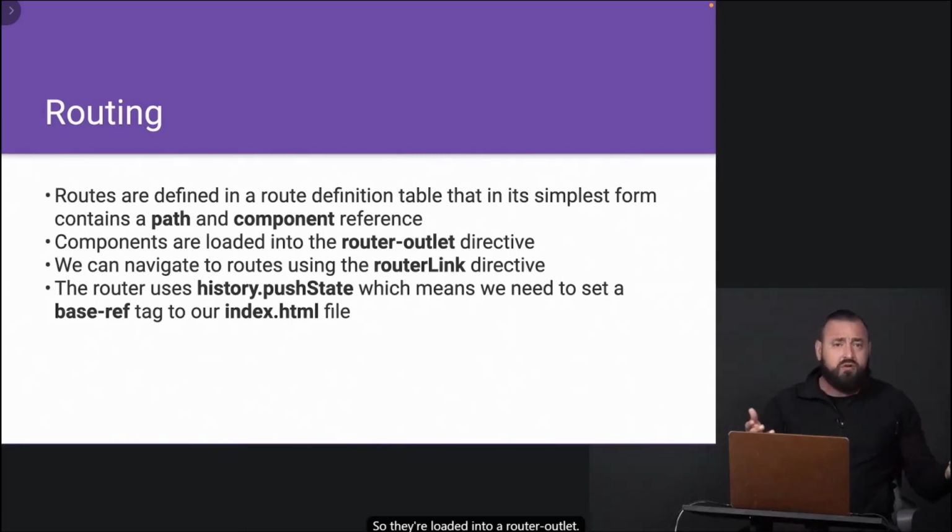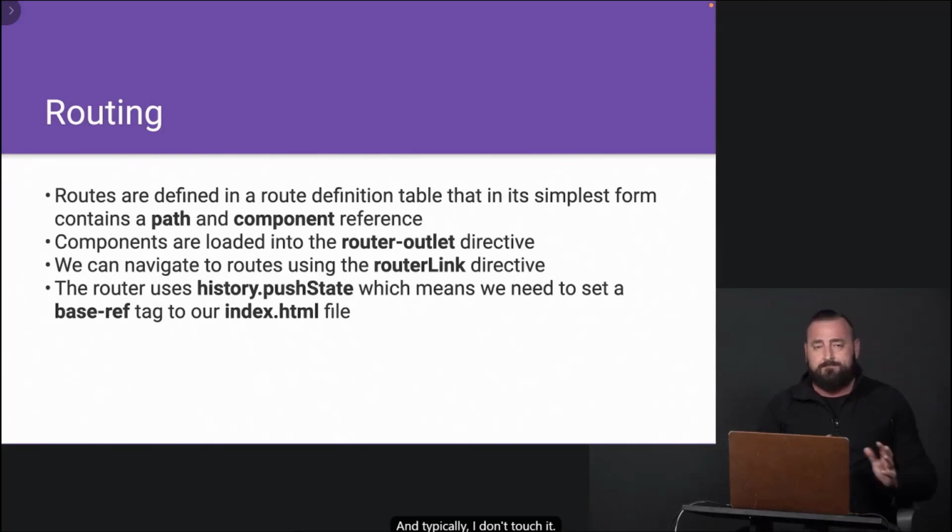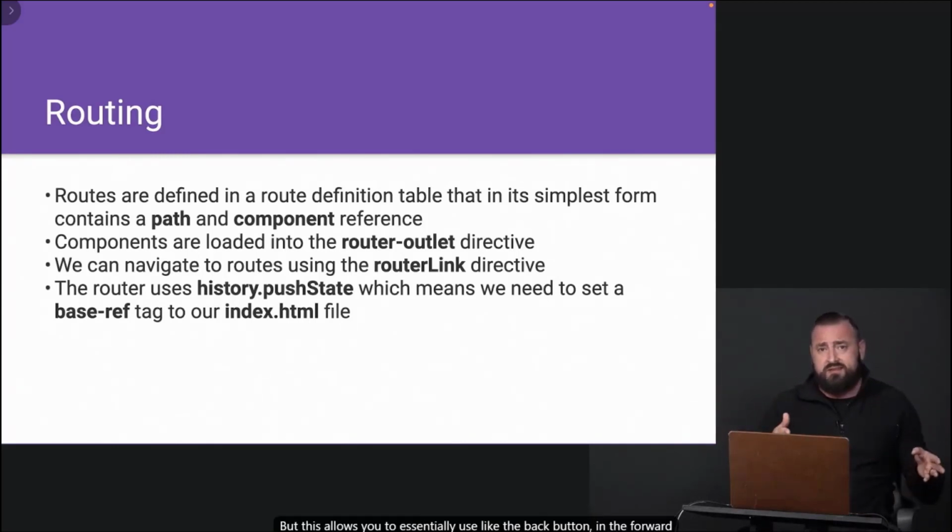So they're loaded into a router outlet, and then we have a very convenient mechanism called router link that we can use to navigate to other routes. This is something I don't think about a lot, but especially with single page applications, it's relevant that the router uses history.pushState, which means that when you generate an application, there's a base href tag in the index.html that says, this is the root.